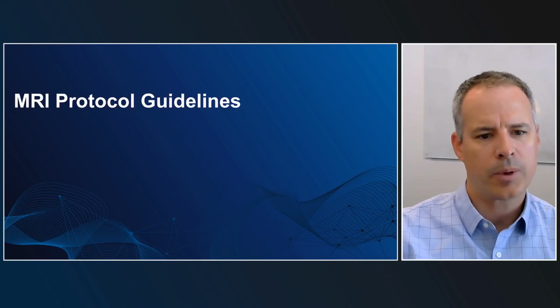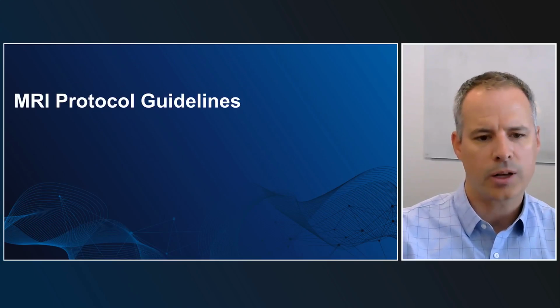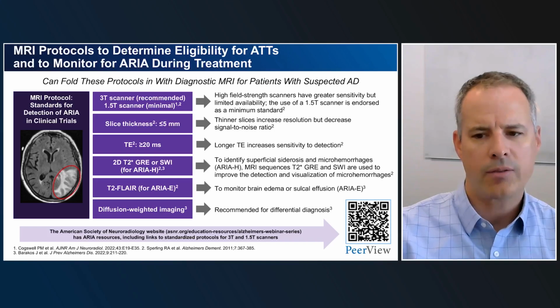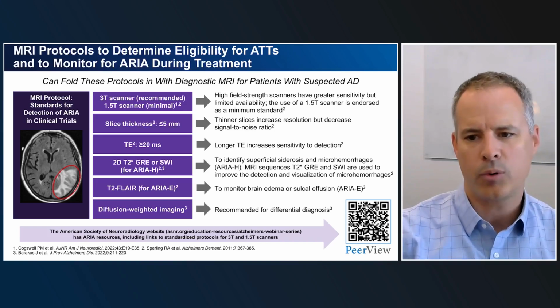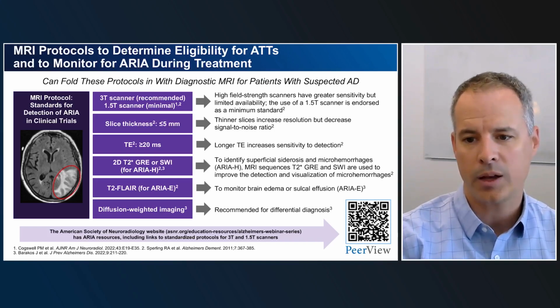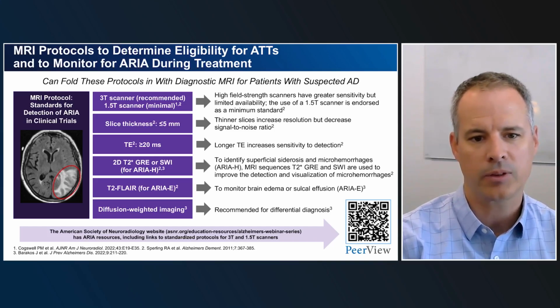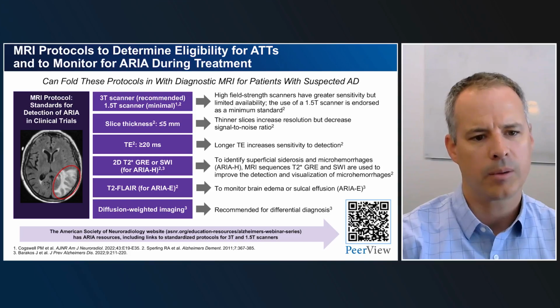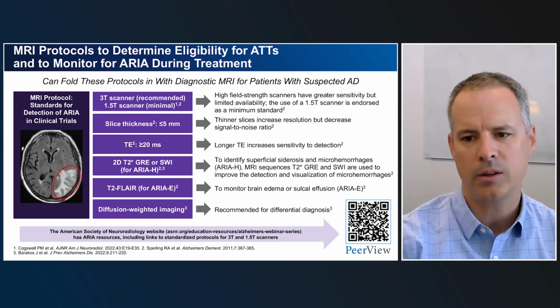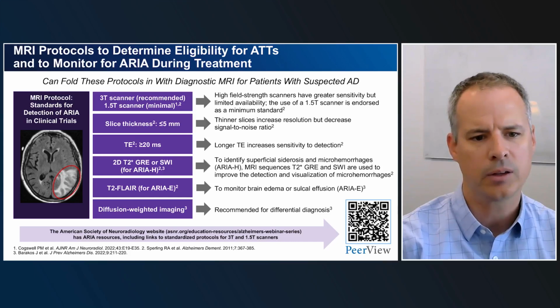So let's talk a bit about the MRI protocol guidelines. So having quality MRIs is really important, and consistent MRIs. If it's possible to keep people on the same scanner throughout, that's always the best. A 3T scanner is recommended, just higher resolution. The 1.5T scanner is acceptable. It's considered the minimum standard. Below that is really not recommended.